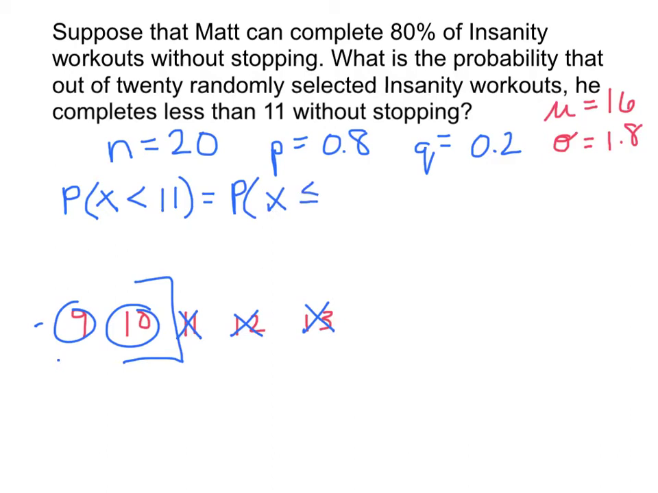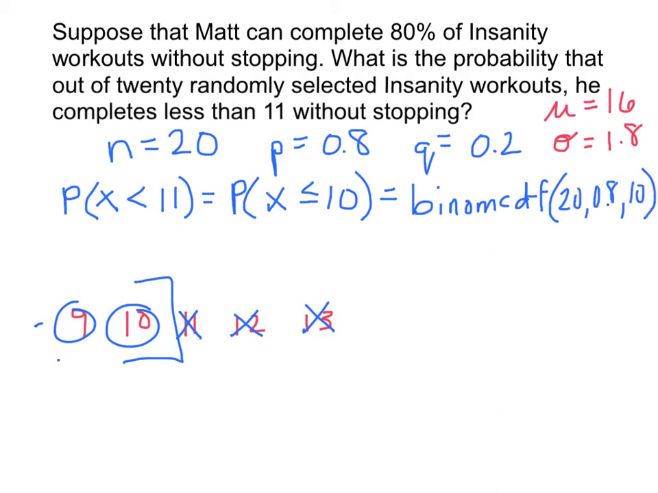Notice 11 is not the upper bound for all of this data. Actually, 10 is. So the probability that Matt is successful less than 11 times is the same as the probability that he's successful 10 times or less. And this is going to be binomial CDF 20, 0.8, 10. As soon as we've got that less than or equal sign here, we know that that's going to be our input for the upper bound in our binomial CDF.